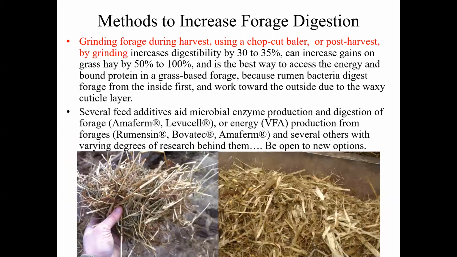So what I like to think of is methods to increase forage digestibility. Grinding forage during harvest, using a chop cut baler, or post-harvest grinding can increase the digestibility by 30 to 35%. That's a tremendous increase in digestibility. I also think we need to look at feed additives that increase microbial enzyme production and forage digestibility, such as Amifirm or Levucel, or we need to look at VFA production and look at things like Rumensin or Bovatec or Amifirm that increase total VFAs.